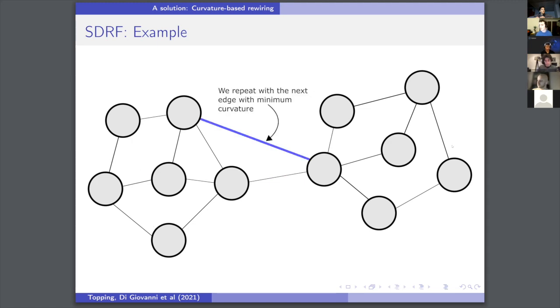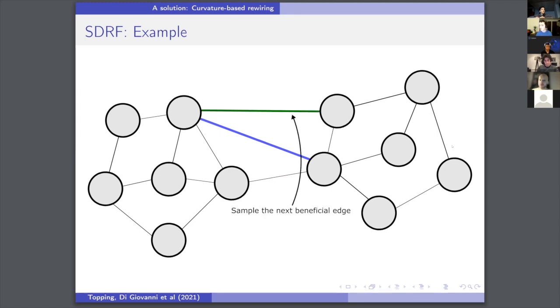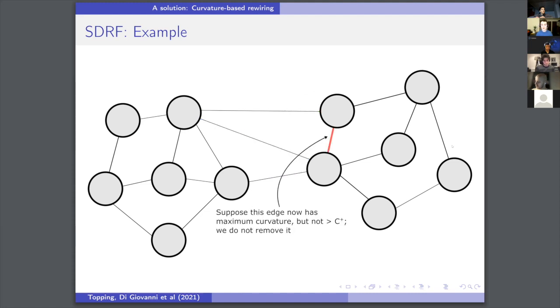Say this new edge that you added has the next most negative curvature. You sample a new edge. You can see the bottleneck start to thicken out. And then suppose that as you come to the removal step, it has maximum curvature, but the upper bound that you've set is high enough that this edge actually isn't removed.